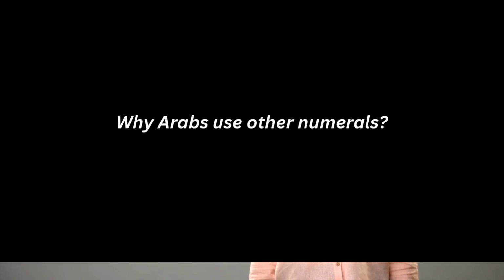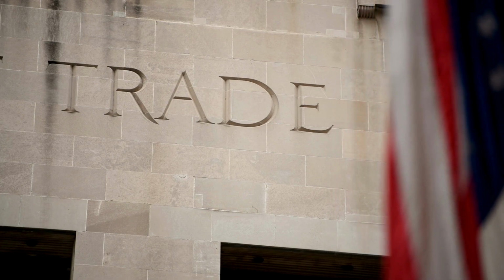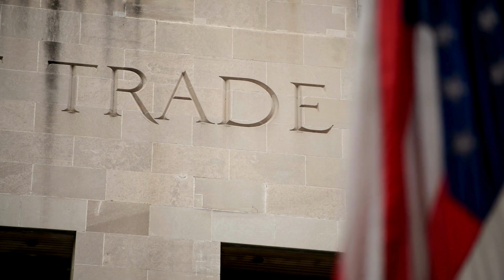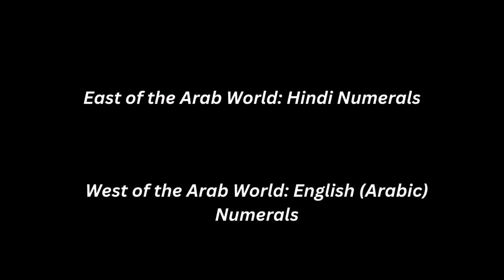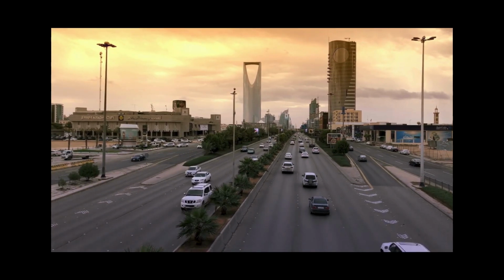When I teach my students the numbers, they keep asking me, why do you Arabs use other numbers? I think they came from the time when Arabs used to trade with India, and they used the Hindi numbers, and then they changed them a bit. Now mostly the east of the Arab world uses the Hindi numbers, and the west of the Arab world uses the English numbers. If you go to Saudi Arabia, for example, and look at number plates, you find them in both.